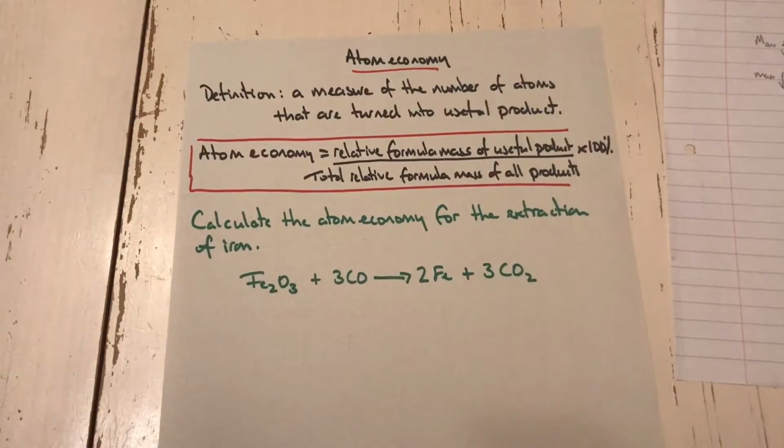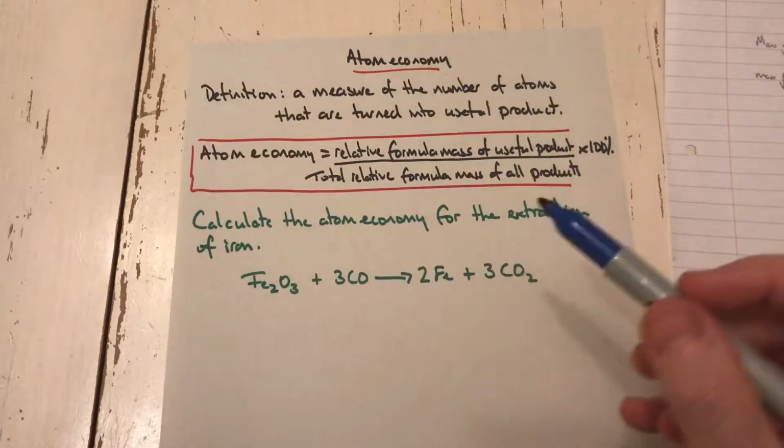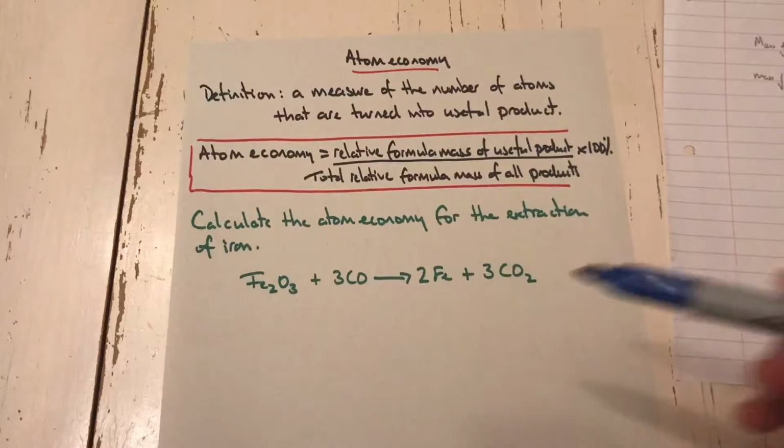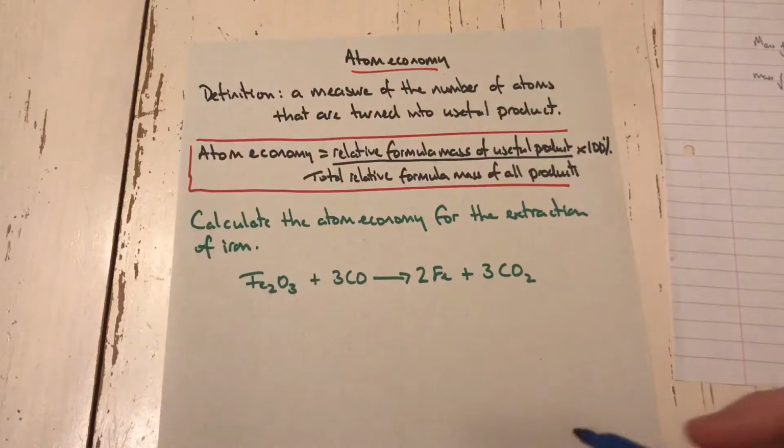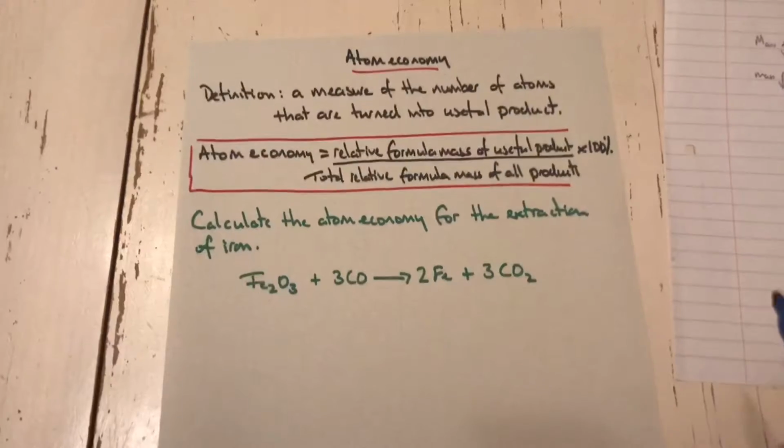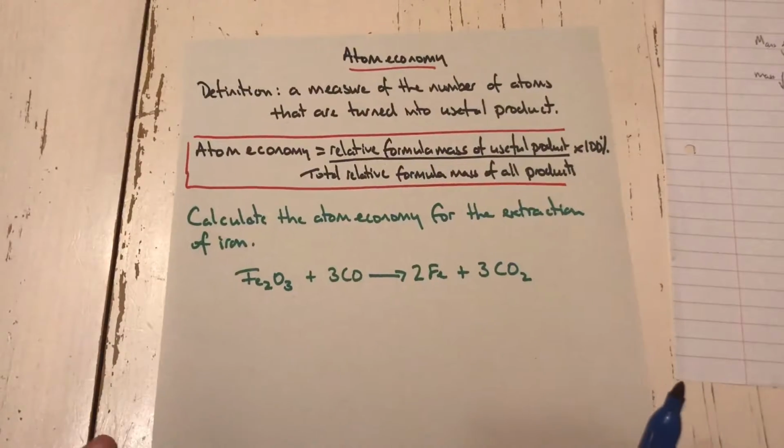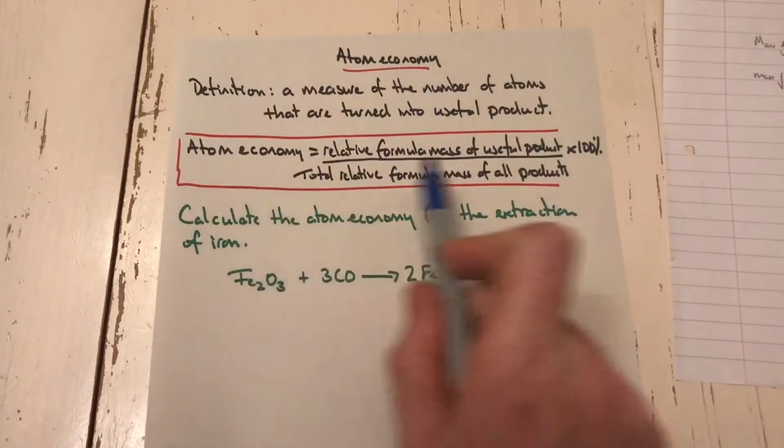Okay, this video looks at atom economy. Before we get into the calculation part of this, let's just remind ourselves of the definition. Atom economy is a measure of the number of atoms in the reactants that are turned into useful products. So how many atoms are turned into a useful product in a reaction. This is the equation that we use.